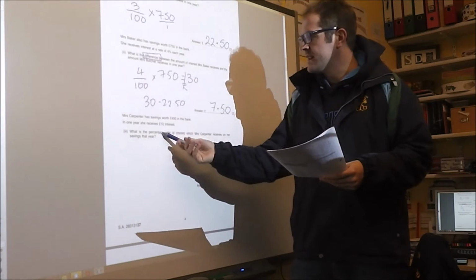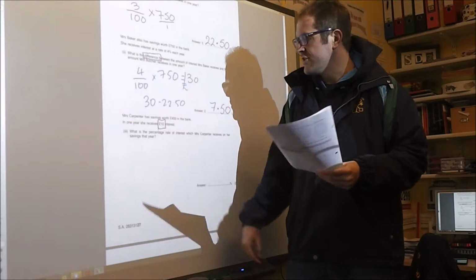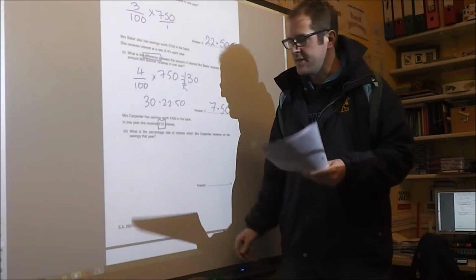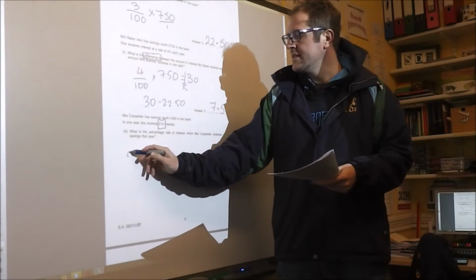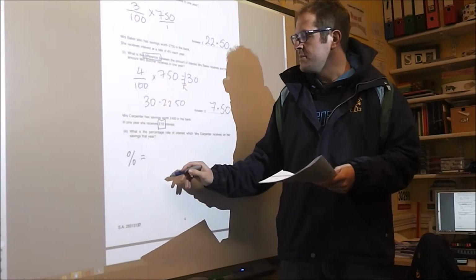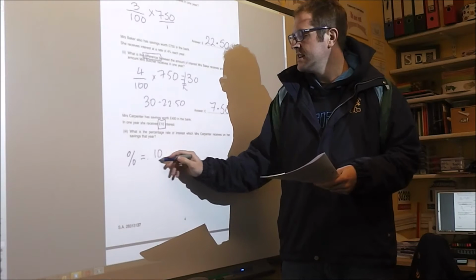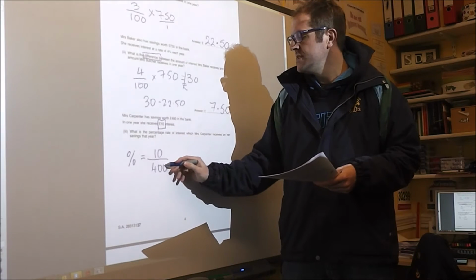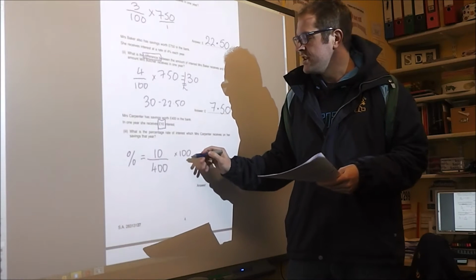Then Mrs. Carpenter gets £10 interest. So this is a write as a percentage question. So the percentage is 10 out of 400, and then times by 100 to get it.